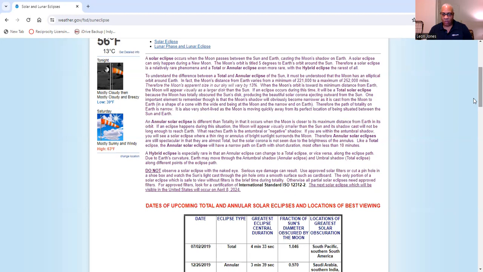So the next solar eclipse that's going to be visible in the United States is going to be Monday, April 8th, 2024. Now, this is what they're talking about. You use these. These are approved by the ISO.